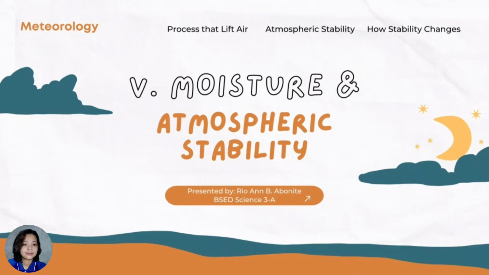Consequently, atmospheric stability helps us to understand whether a parcel of air would sink, rise, or remain stationary, and thus determine whether clouds form or not.